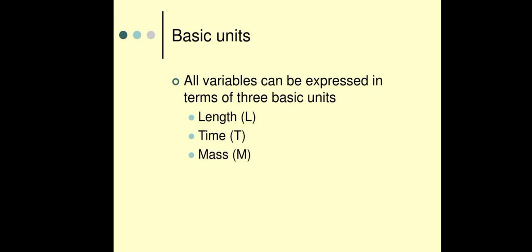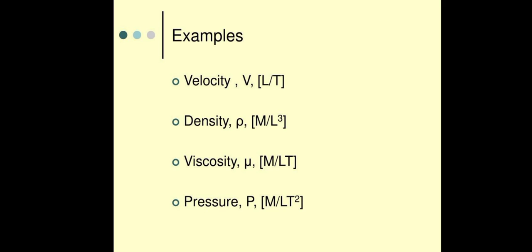All the variables are expressed in 3 basic units. First one is length L, unit is meter. Next one is time T, unit is seconds. Next one is mass M, unit is Newton or kilogram. Example, velocity: the unit of velocity is meter per second, and its dimension is L by T.